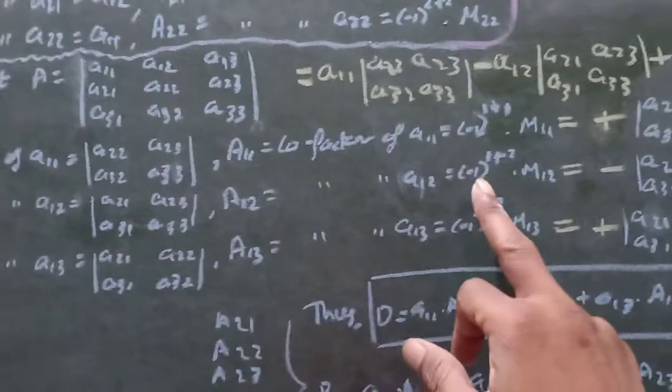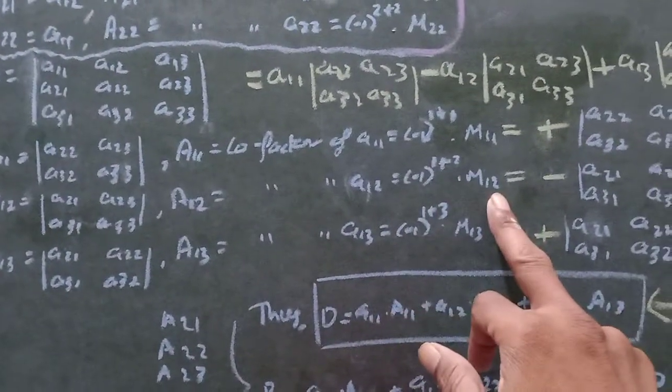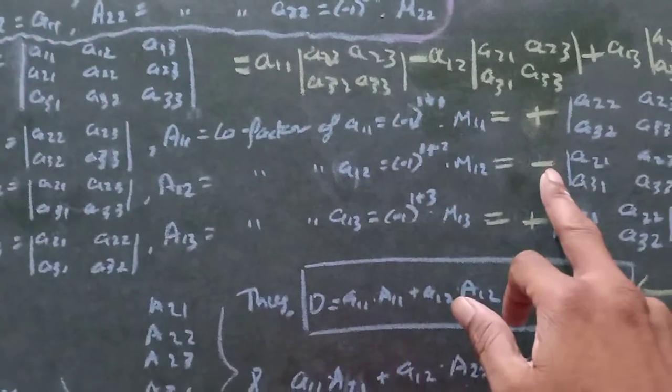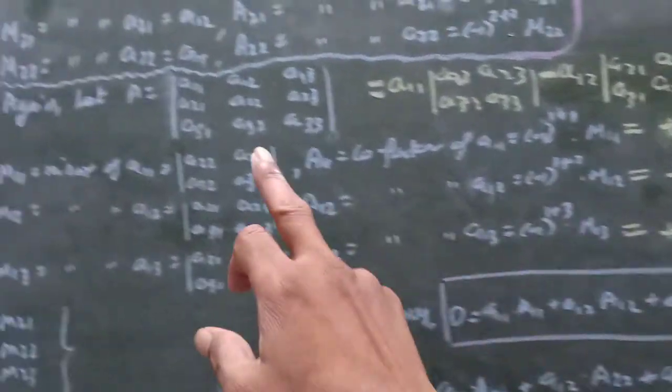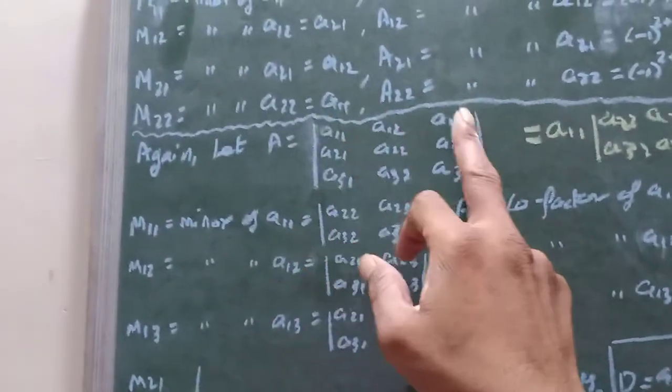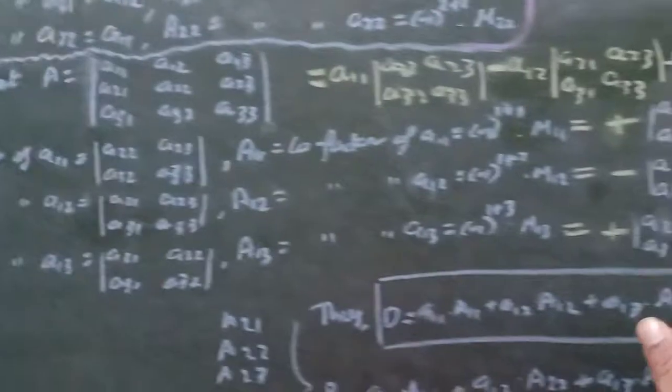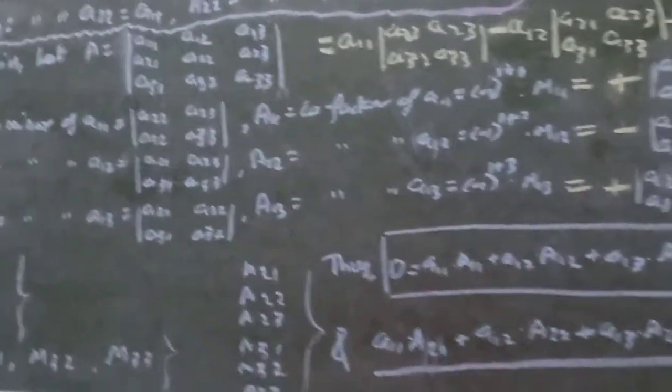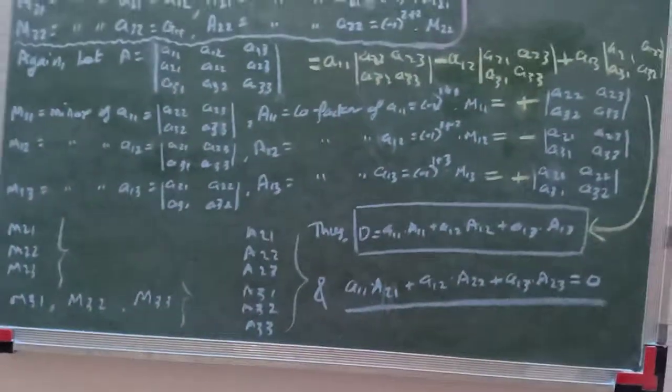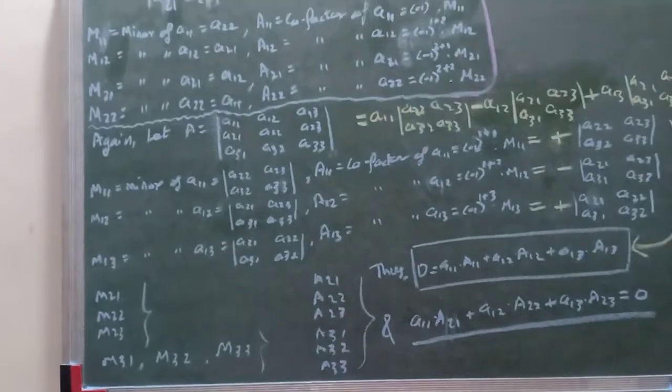So A12 I will get as minus 1 raised to 1 plus 2 into M12, that is minus 1 raised to 3, that is minus, and M12 you know: remove the row and the column in which A12 is present, A21, A23, A31, A33. Like that you can find A13, then A21, A22, A23, A31, A32, A33.